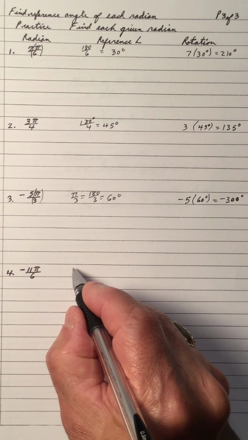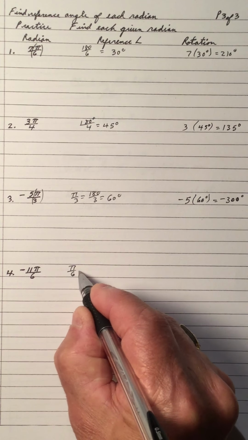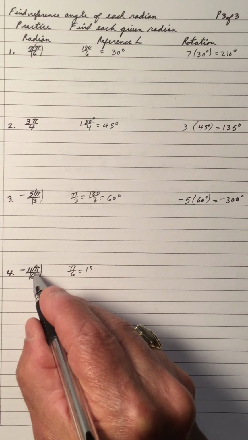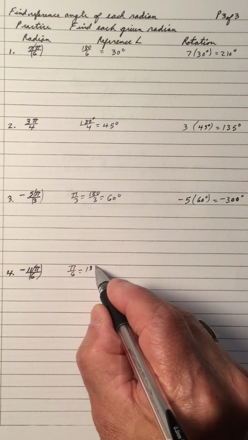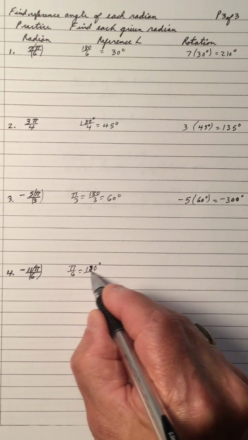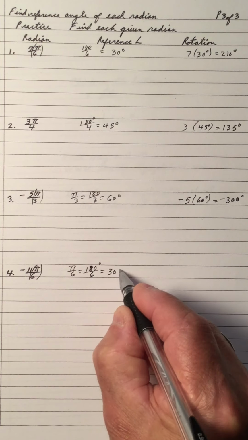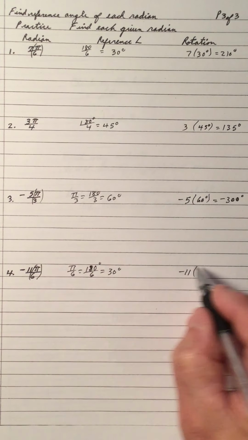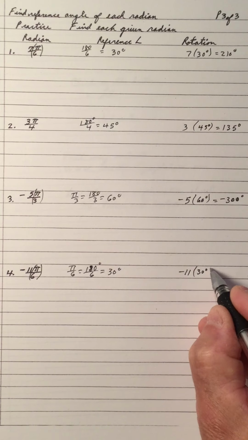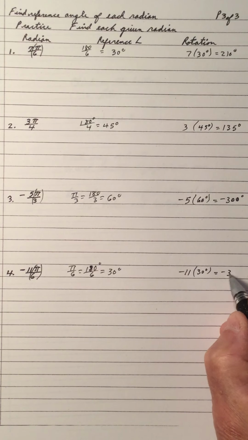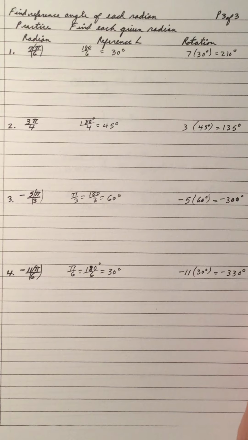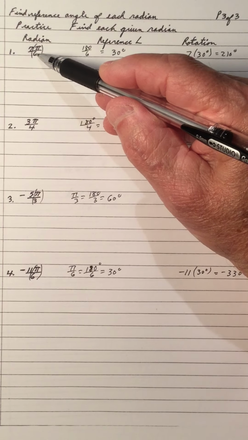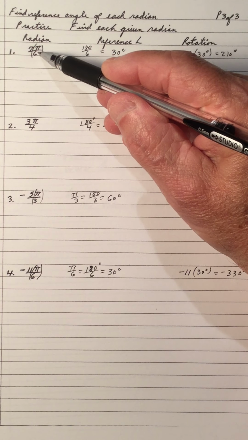And we have pi over 6. That's 180 again. We do that. Pi over 6, that's 180 divided by 6, so the reference angle is 30. So we have a negative 11 times pi over 6, which is 30. So you get a negative 330 degrees. Again, this is the fastest. No, you can't go wrong. Pi over 6, 6 into 180, 30 reference angle.